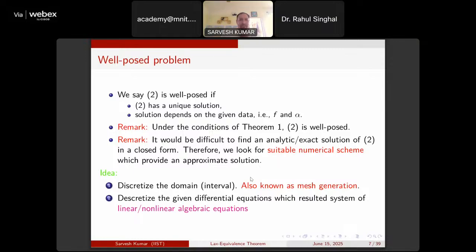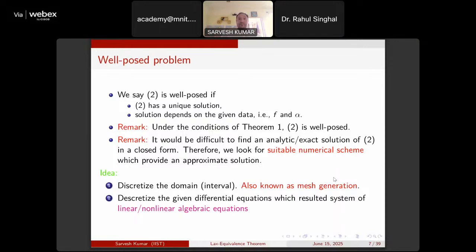So how do we proceed to find the numerical solution? The idea is, first we have to discuss the domain. Domain means where your differential equation is defined. Here it's an interval, so we have to divide the whole domain or interval. In the language of engineers, it is known as mesh generation. So actually everything depends on how you generate the mesh, because your numerical solution would depend on how you generate the mesh.